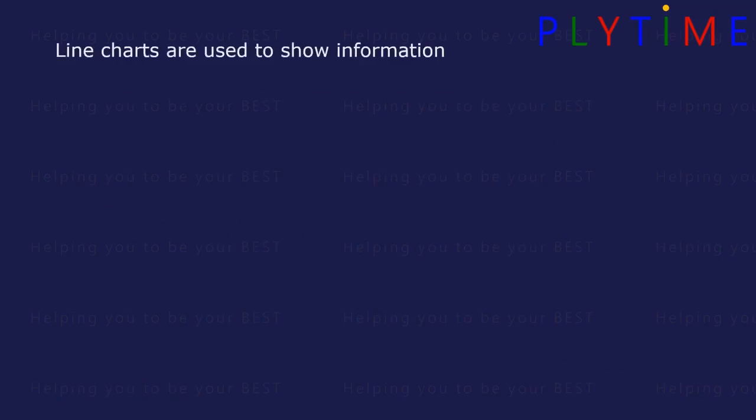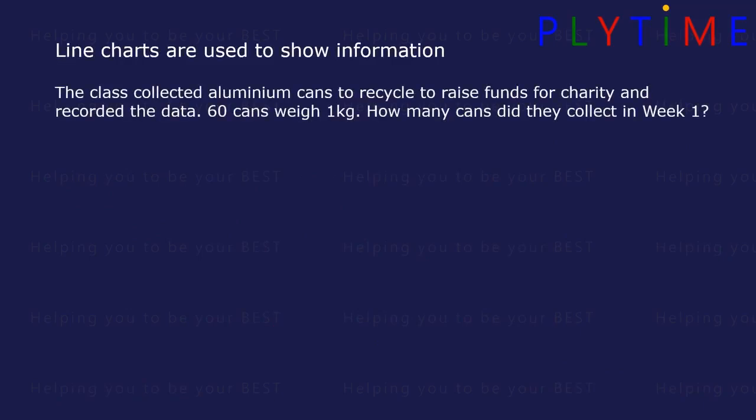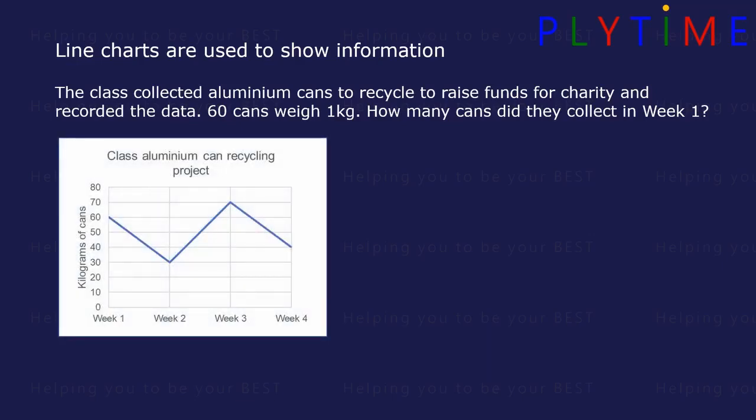Line charts are used to show information. The class collected aluminium cans to recycle to raise funds for charity and recorded their data. 60 cans weighs 1 kilogram. How many cans did they collect in week 1?